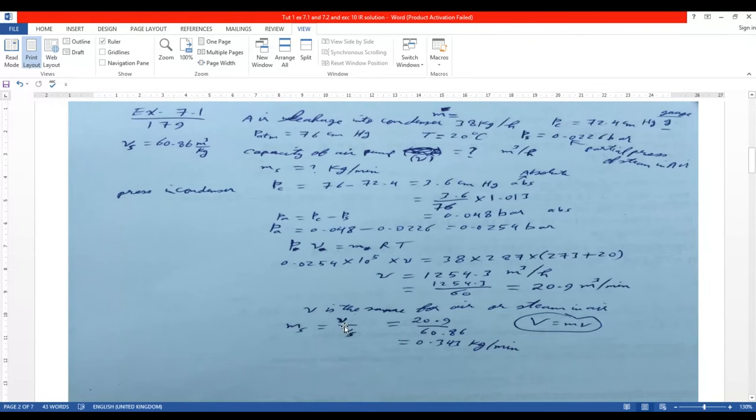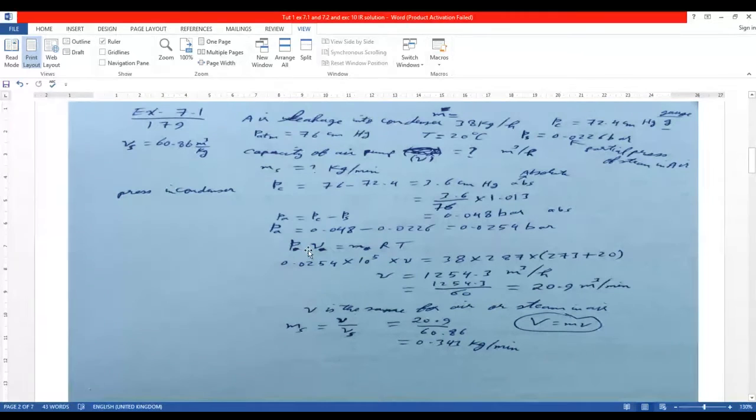So now to find the capacity of the air pump, V dot A, we can find it from the equation of state. Equation of state PV equal MRT. From thermodynamics, you have the relation for gases, PV equal MRT. So V and M can be volumetric flow rate and mass flow rate instead of volume only and mass. Because we have mass flow rate, we can get the volumetric flow rate.